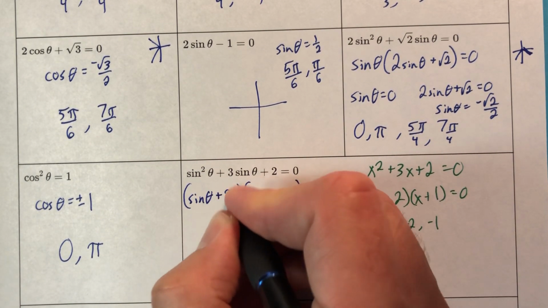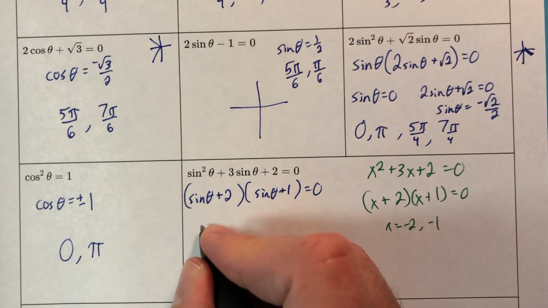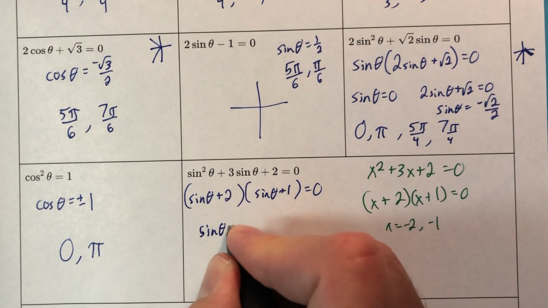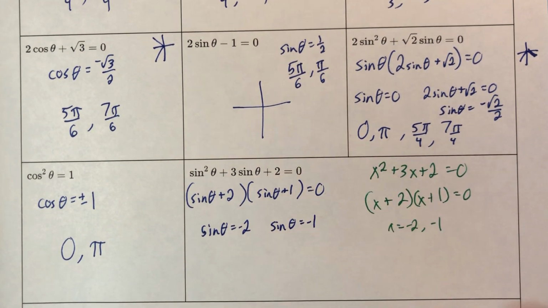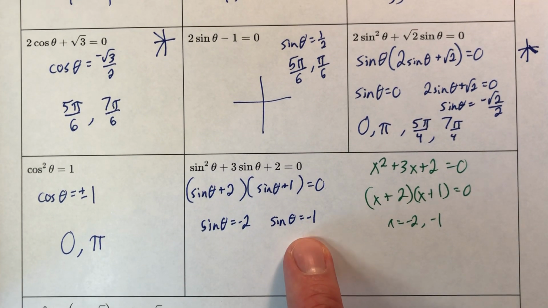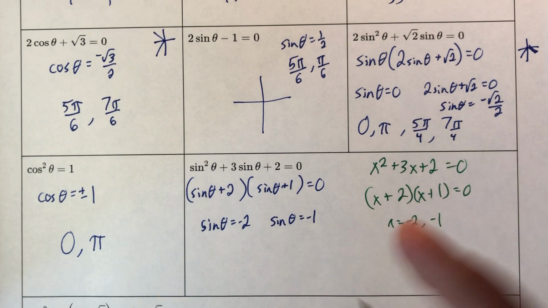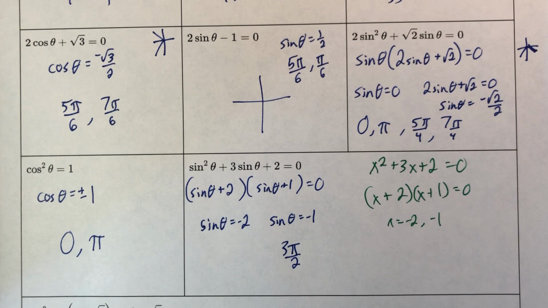Sine theta plus 2, and then sine theta plus 1. So I'm looking for everywhere that sine is equal to negative 2, and I'm looking for everywhere that sine is equal to negative 1. I'm going to go ahead and jump at this one. I like that one, easier. Low-hanging fruit. Grab that first. Everywhere that sine is negative 1, that's the y value, that's going to happen at 3 pi over 2.